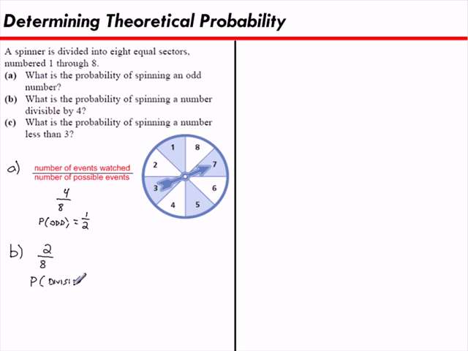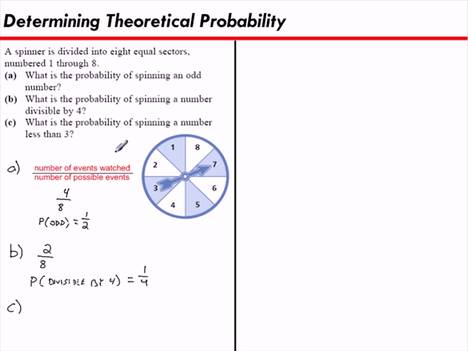divisible by 4 is equal to 2 over 8. I can reduce that to 1 over 4. So somebody spinning this wheel has a 1 out of 4 chance of landing on a number divisible by 4. Or in decimal, 1 over 4 is 0.25, 25% chance of landing on a number divisible by 4. All right, let's tackle C.